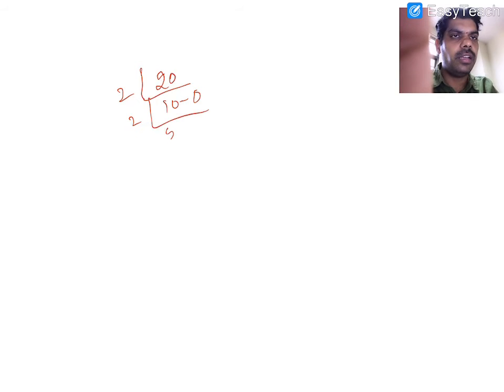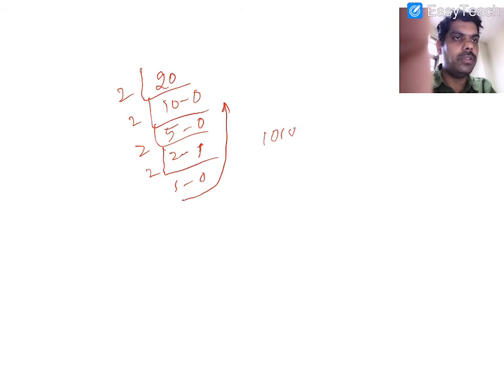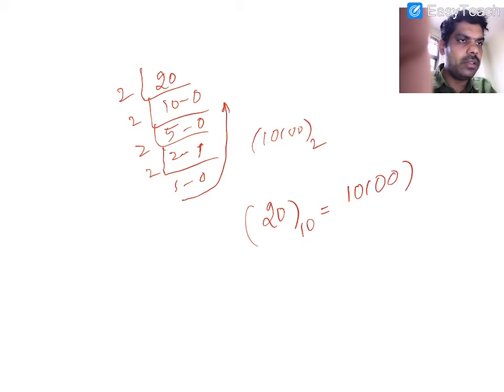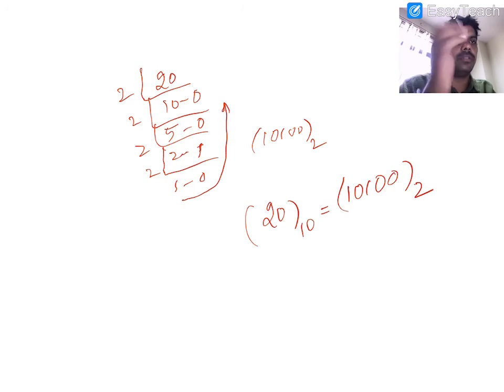Suppose 20 is a decimal number, right? How can we convert it into binary? Just divide with 2. 2 tens are 20, remainder 0. Next, 2 fives are 10, remainder 0. 2 twos are 4, remainder 0. 2 ones are 2, remainder 0. Like this we need to write, right? 1 0 1 0 0 base 2. So 20 is the base 10 decimal number, and the equivalent number is 10100. Yes or no?